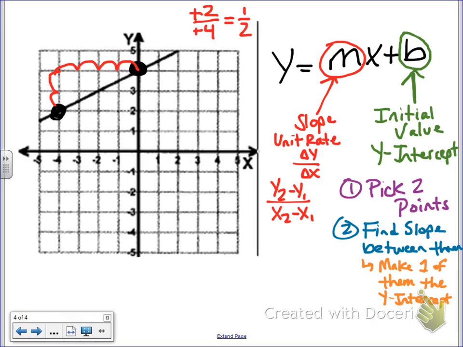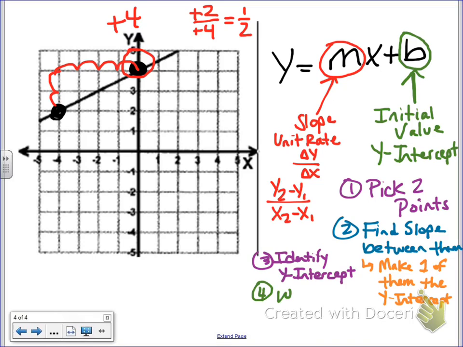Now, we've already done this inherently because I told you to pick this point, but the third step is to identify the y-intercept. Again, where does my line cross the y-axis? That's why we call it the y-intercept. We already put a dot on it. It's 4. So my y-intercept is at +4. Then the last step, since we have the slope and the intercept, is to write the equation in slope-intercept form.